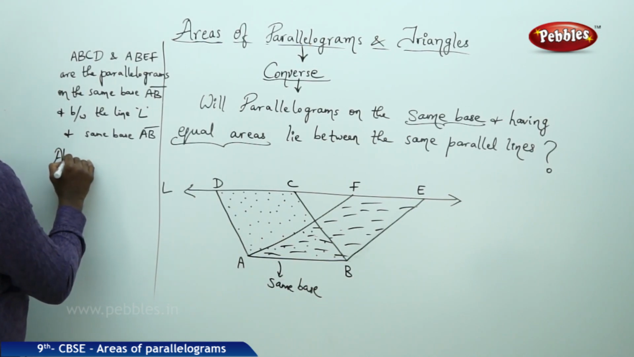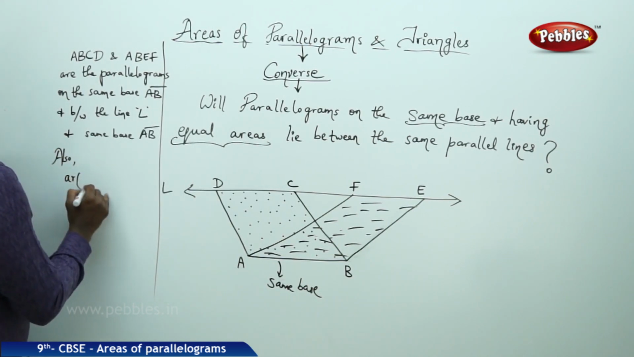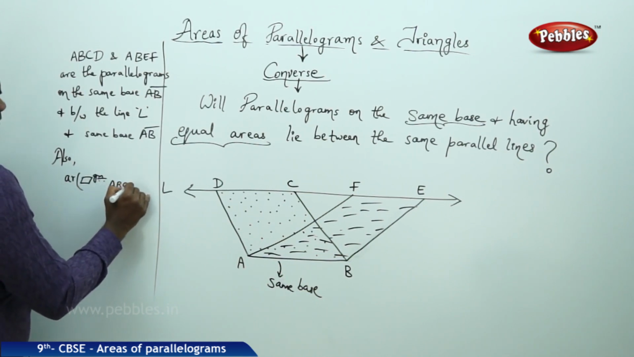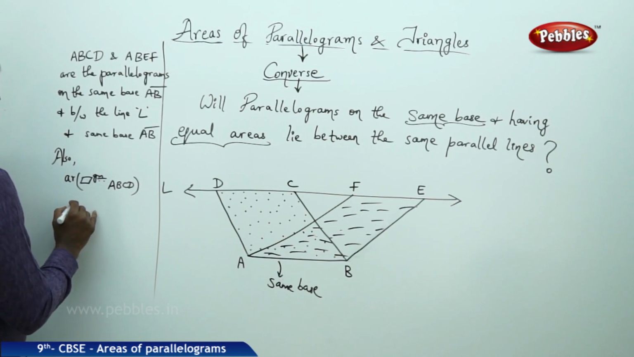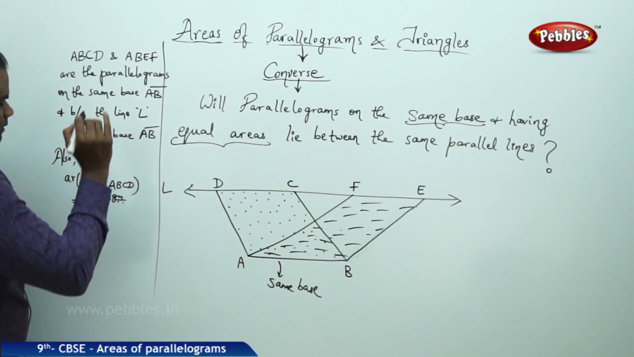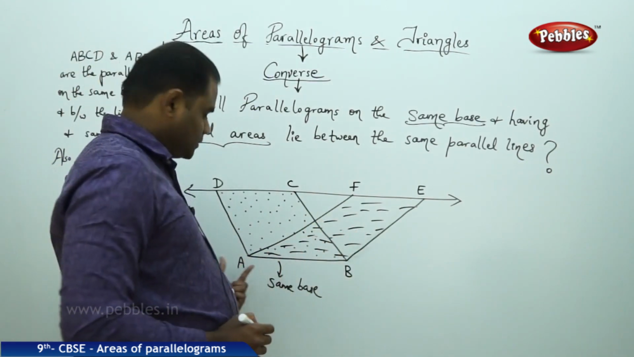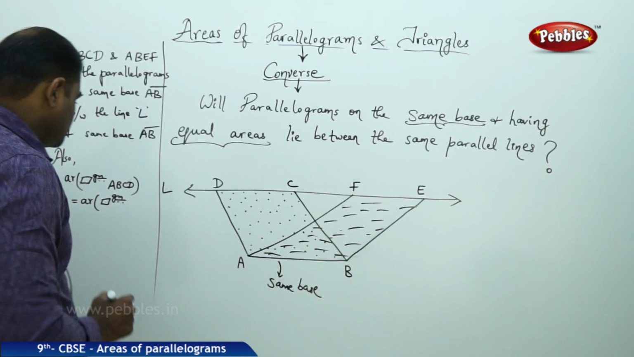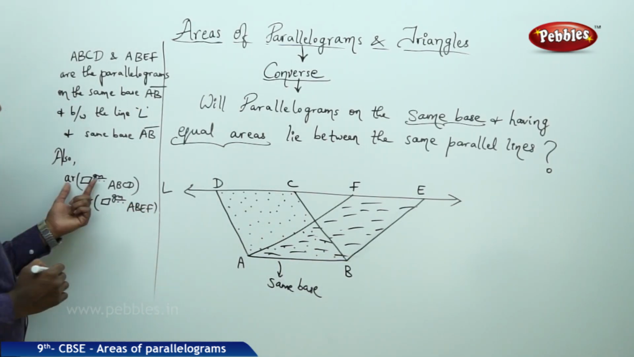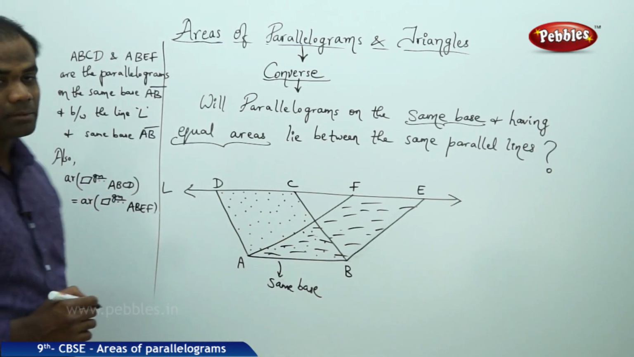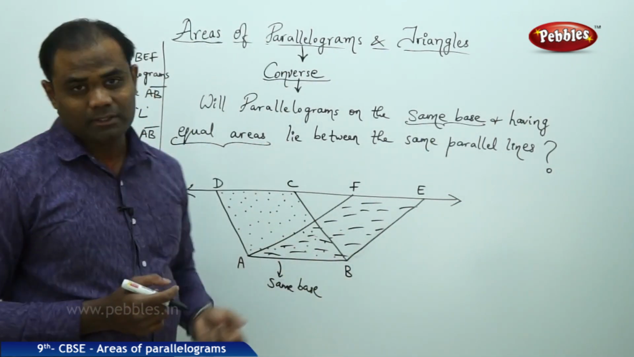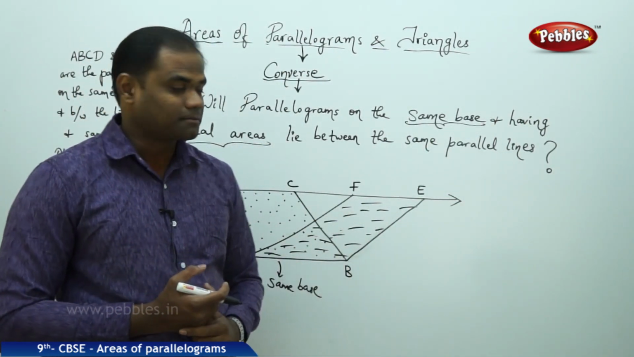Also, area of parallelogram ABCD equals area of the other parallelogram, which is ABEF. So area of parallelogram ABCD is equal to area of parallelogram ABEF. So you have taken parallelograms having equal areas as per the converse of the statement.